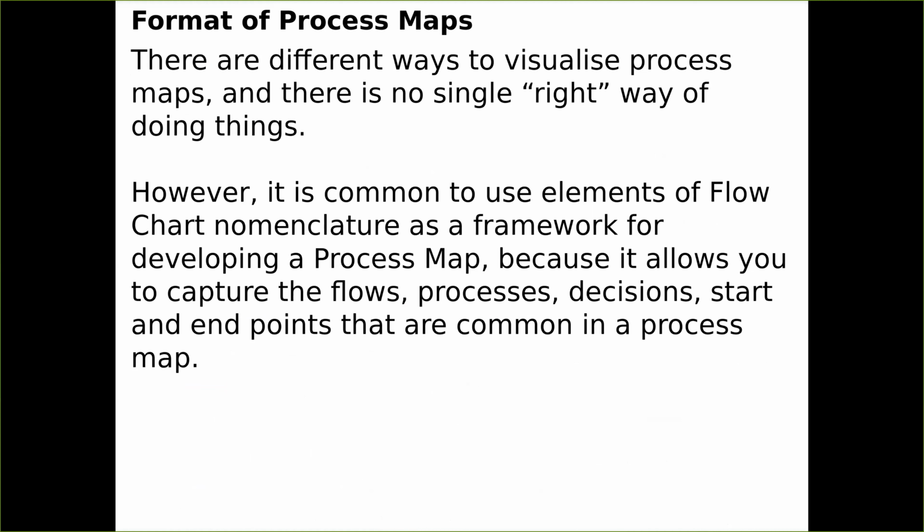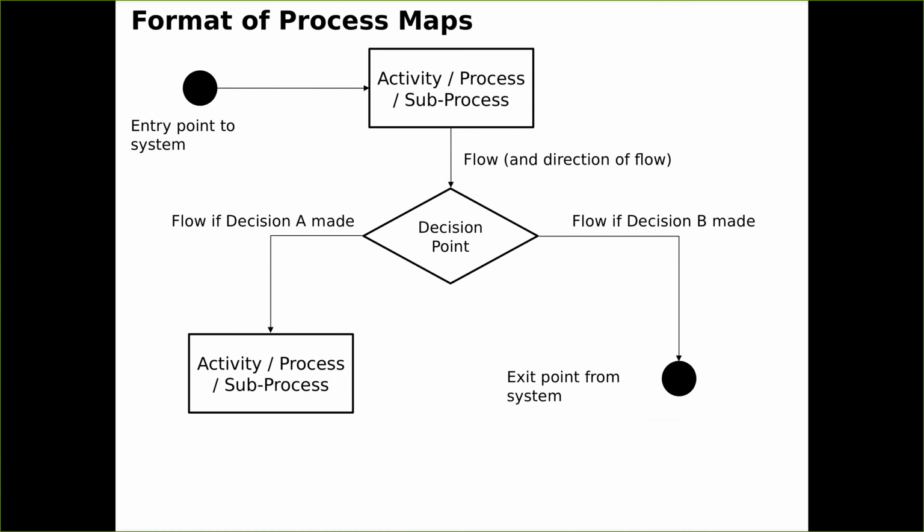What is common is to use flowchart notation as a framework for building up a process map, because it allows you to capture flows, processes, decisions, and start and end points that are common with process maps. So you might want to format your process map like this, where you're mapping your entry points to the system. You're thinking about then flowing between various activities, processes, sub-processes, then flowing to different decision points, and then flow over here if that decision's made, flow over here if that's true, etc. Exit points from the system.